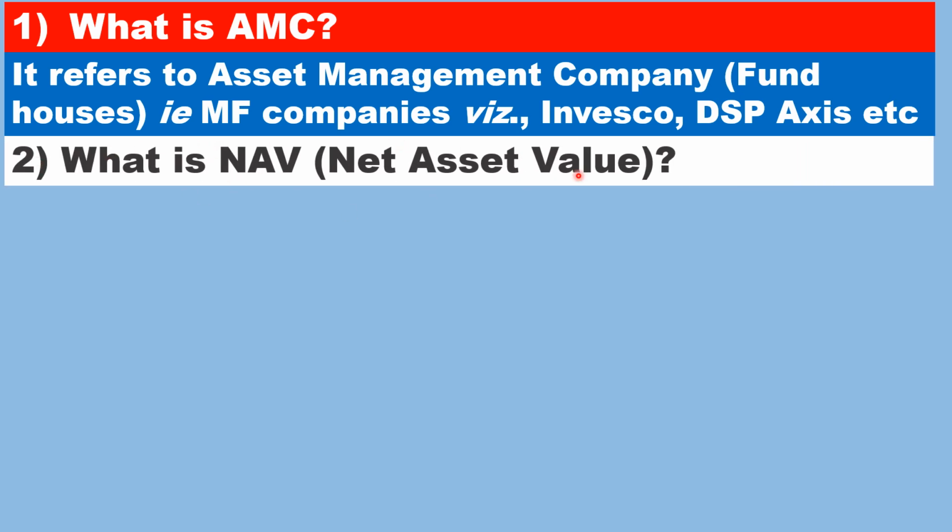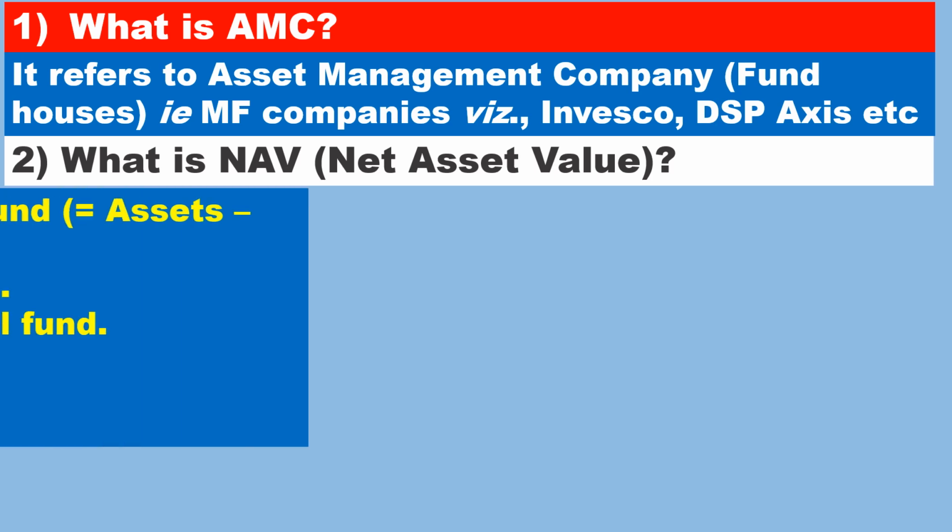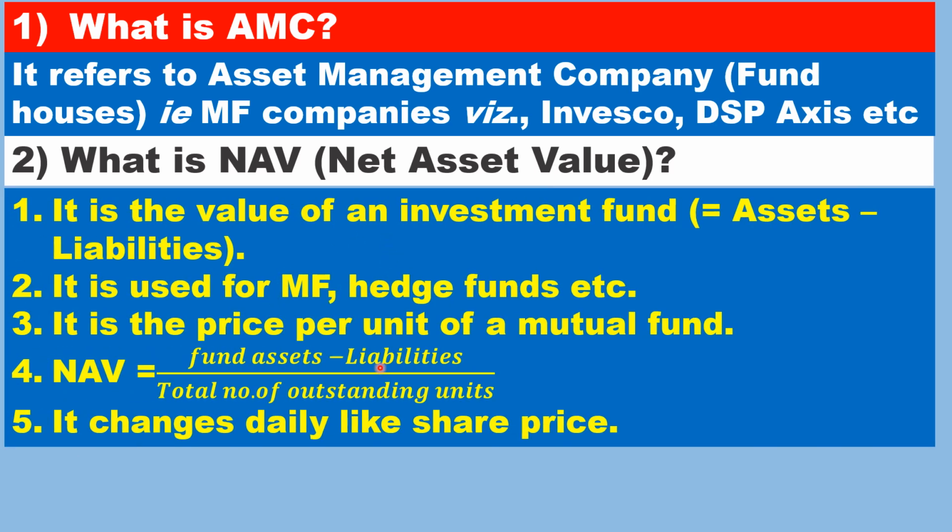What is NAV, net asset value? It is used in mutual funds, hedge funds, index funds, etc. It is the value of an investment fund, that is assets minus liabilities. For example, Quant has Quant Mid Cap, Quant Small Cap, Quant Infrastructure Fund, etc. So each fund will have a different NAV. What are the assets for the particular fund, and the liabilities, because management charges and administrative charges need to be subtracted from the assets.